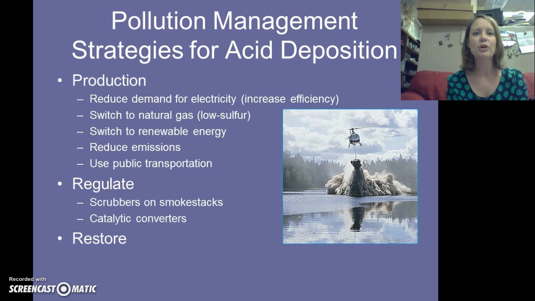So when we do burn coal, have scrubbers on the smokestacks to help remove some of the sulfur dioxide. Catalytic converters in cars can help cut down on the nitrous oxides.